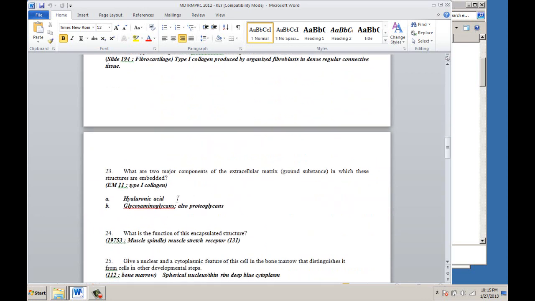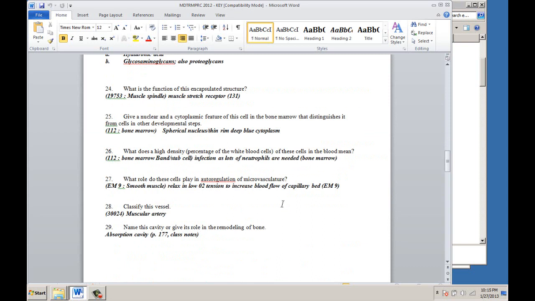Here's another question. What are two major components of extracellular matrix ground substance in which these structures are embedded? And those are structures which we identify with type 1 collagen. So you've got hyaluronic acid and glycosaminoglycans, or proteoglycans is another thing. Classify this vessel. It was a muscular artery. Name this cavity or give its role in remodeling. It's the absorption cavity whenever a bone is being remodeled.